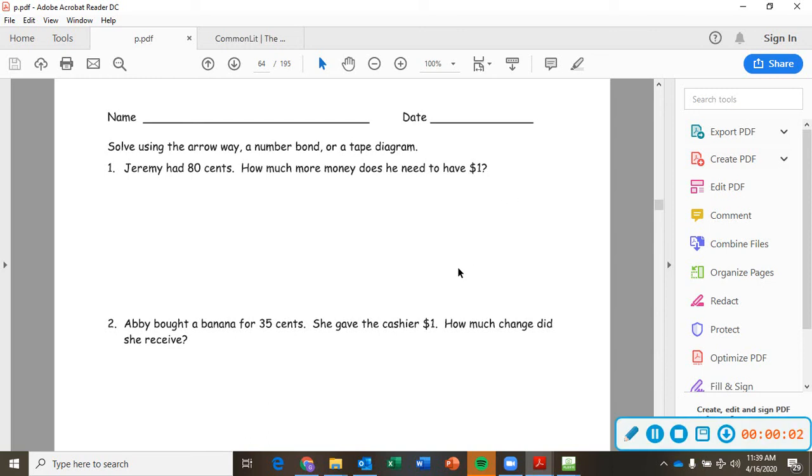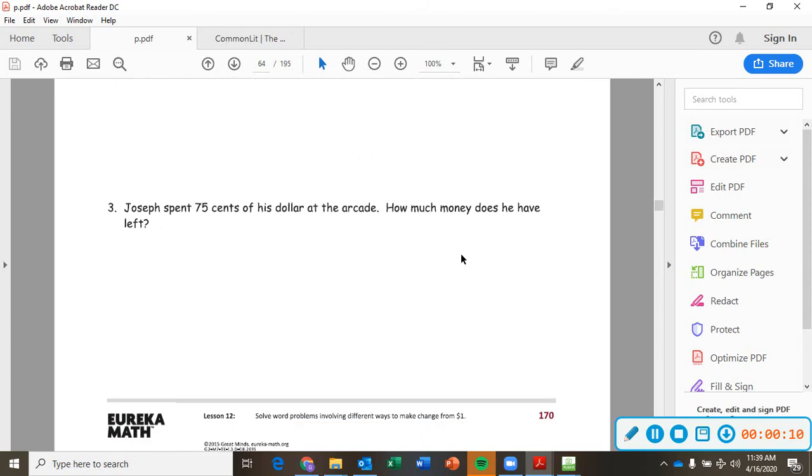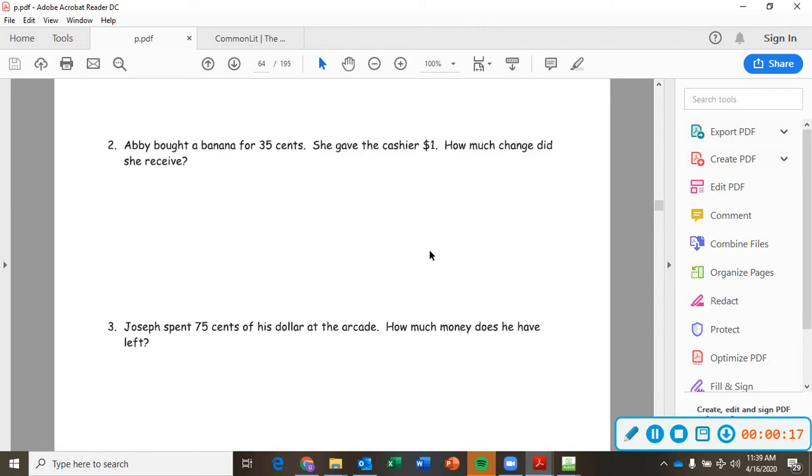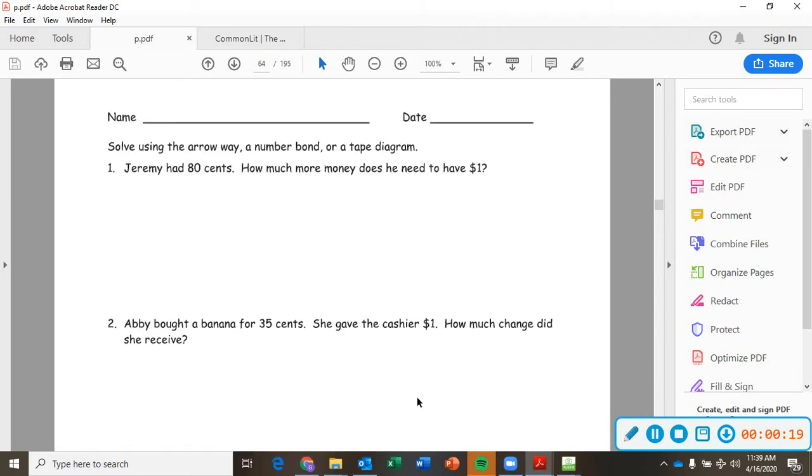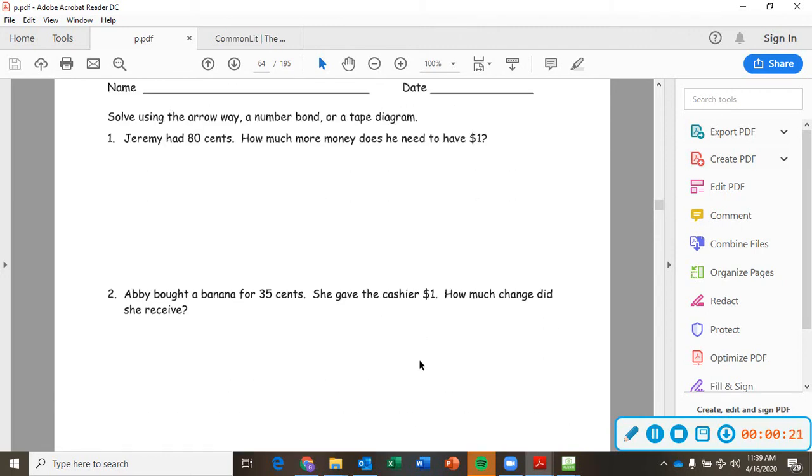Alrighty, I just wanted to jump on here really quick to show you how to do these different methods for the math packet. I know it's kind of confusing if you've never used these strategies before, so I'm on page 170. This is lesson 12. I just wanted to use these word problems to show you how to use the different methods.